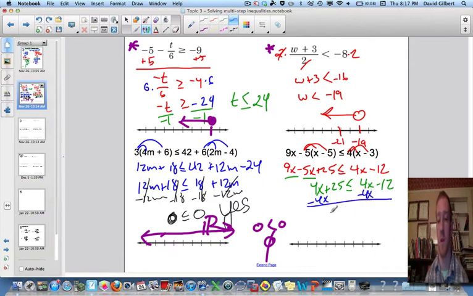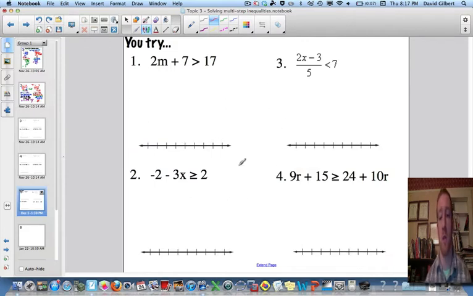And that leaves me with 25 is less than or equal to negative 12. That is totally not true, so that's a no solution one. Alright, because that's not true. Here is your U try. So very similar. One of them is probably an all real numbers or a no solution.